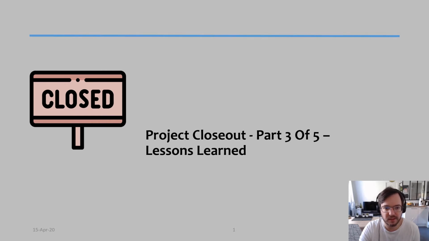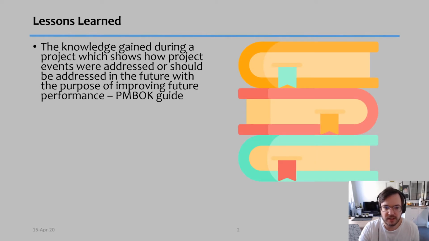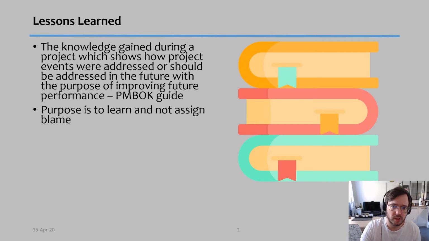Lessons Learned is basically the knowledge gained during a project, which shows how the project events were addressed or should be addressed in the future with the purpose of improving future performance. What does this mean? It means that the purpose here is to generate a document where you describe what you learned during this project, but not so much to assign blame.